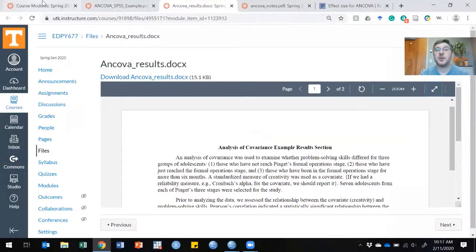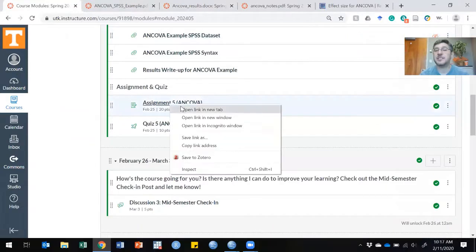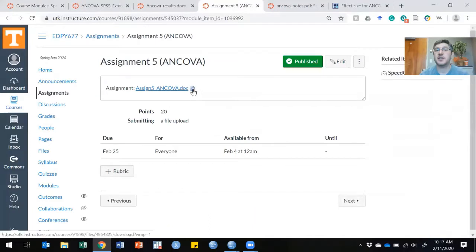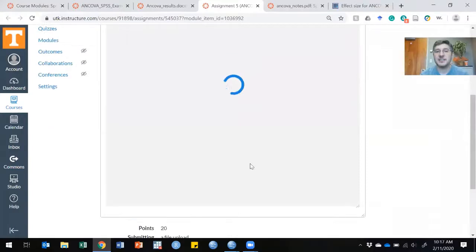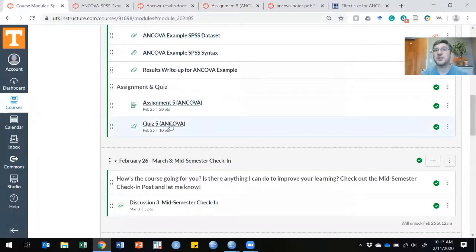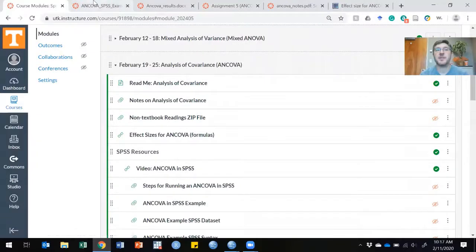So those are all the resources on Canvas. There's also a link here to the assignment and quiz for the week. You can notice that the assignment is set up pretty much the exact same way the example is. It's taking a minute to load. And you can see the quiz is linked here too.